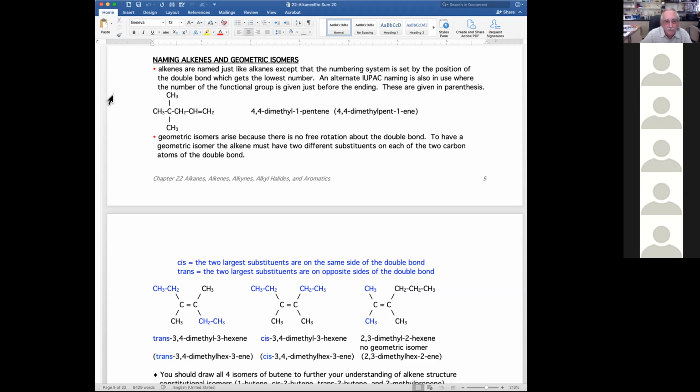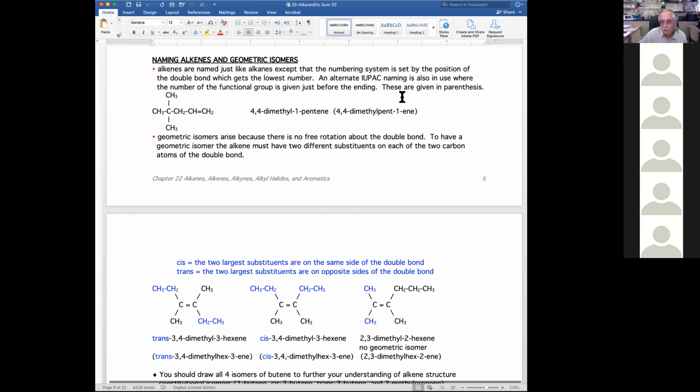And notice that every substituent, even if it's the same, gets a number. If I were to see the name 4-dimethyl-1-pentene, I'm like, well, I don't know what that is. Somebody made a mistake. I can't trust it to be 4,4. And here's an alternative method of giving the number for an alkene. Either one is fine with me.